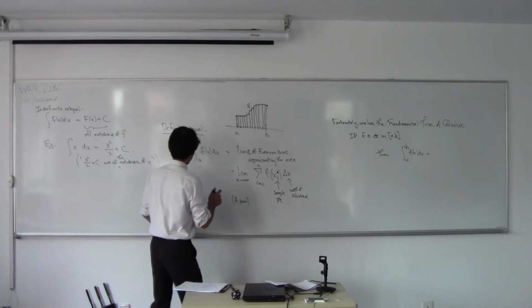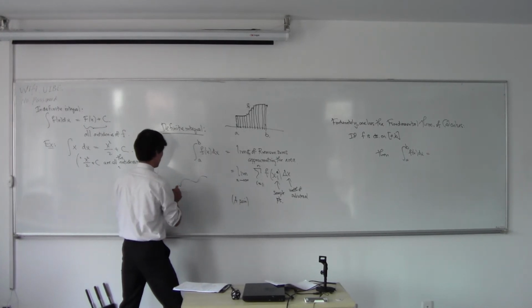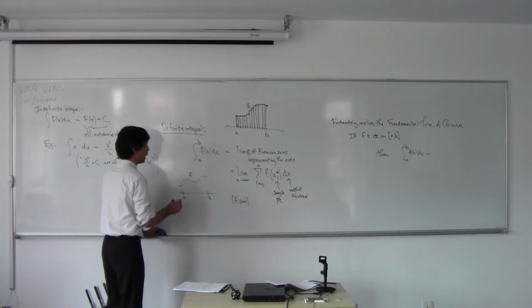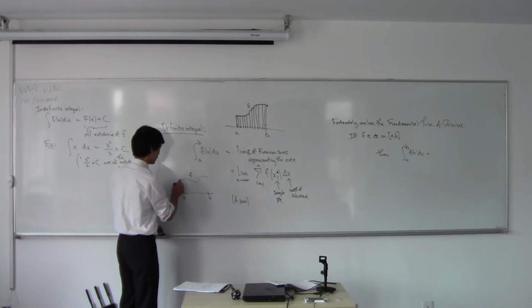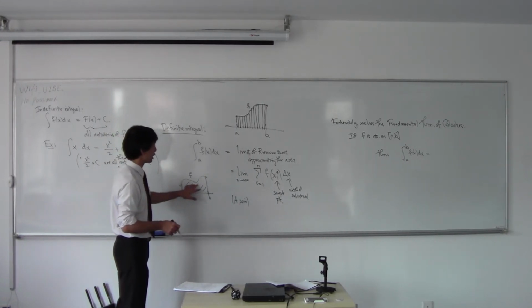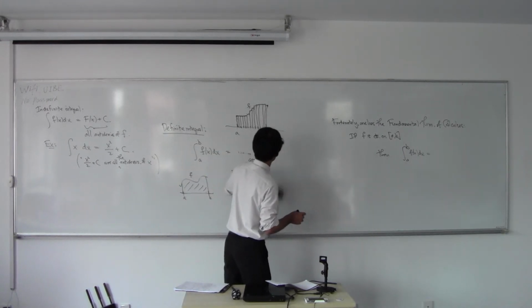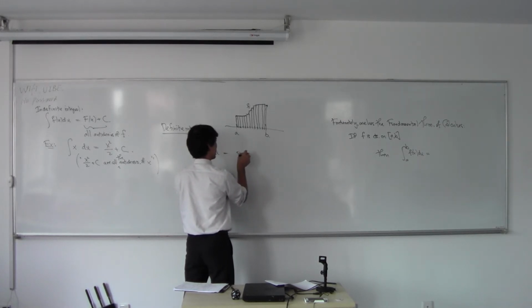Okay. So we're talking about the area. You have some function, and what this basically means is the area under the graph. But it actually means it's a little bit more complicated than that, because it means the signed area.